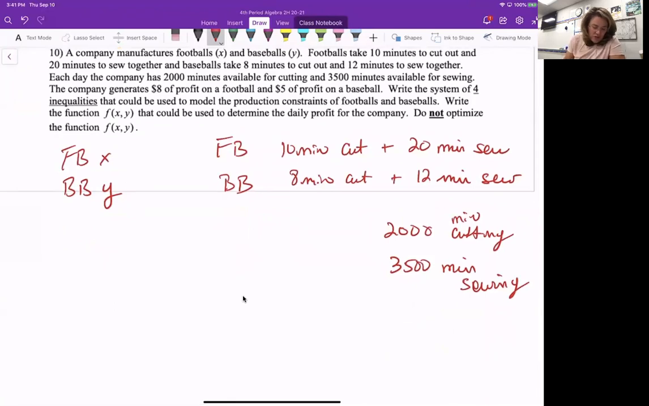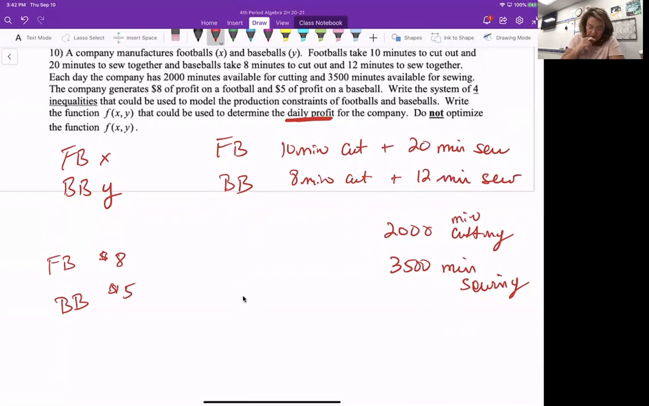The company generates profit: a football brings in $8 of profit, and a baseball brings in $5 of profit. There's a lot of information in here, right? Now we need to write a system of inequalities. There are 4 of them, modeling the production constraints of the footballs and baseballs. Then we want to write a function to optimize, our daily profit.